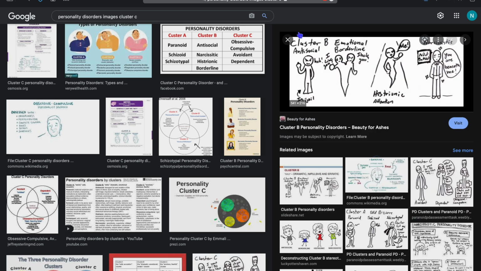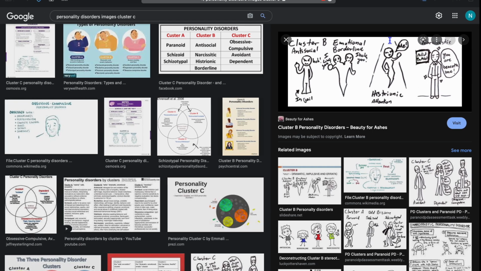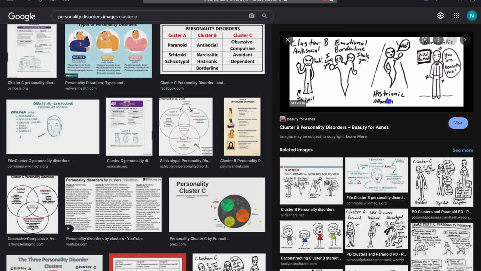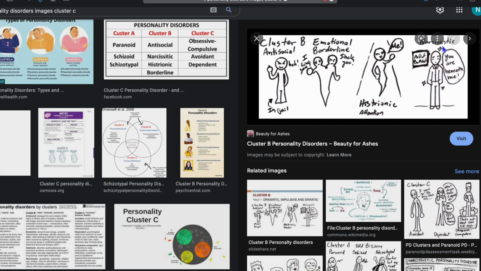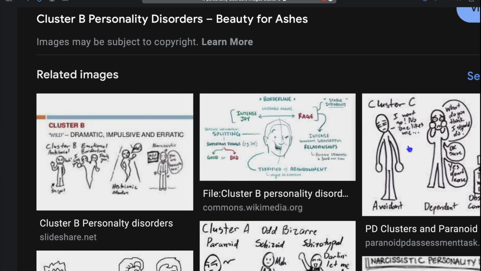And then there was antisocial, in jail. Emotional borderline: I love you, I hate you. Both of those, right? That's different than dependent, so you can differentiate that way. That would help you. Histrionic: attention, me in the spotlight. And then there is narcissistic: PhD of bullshit.